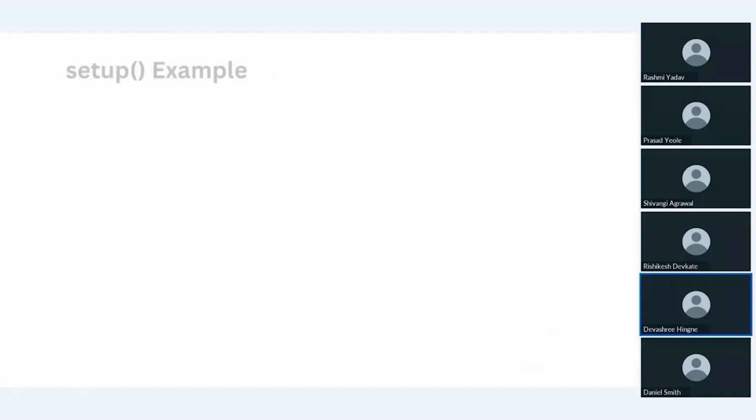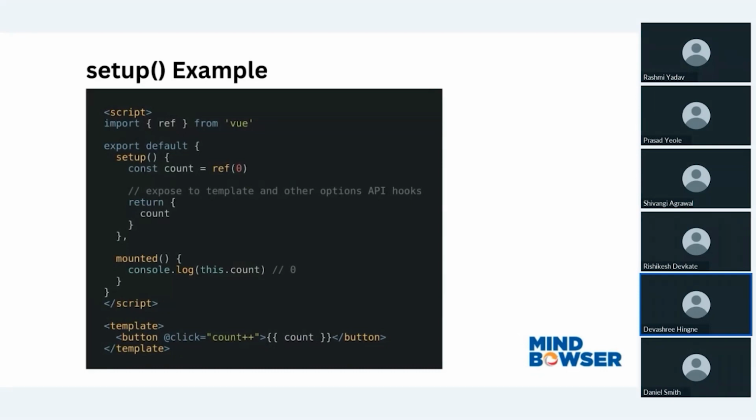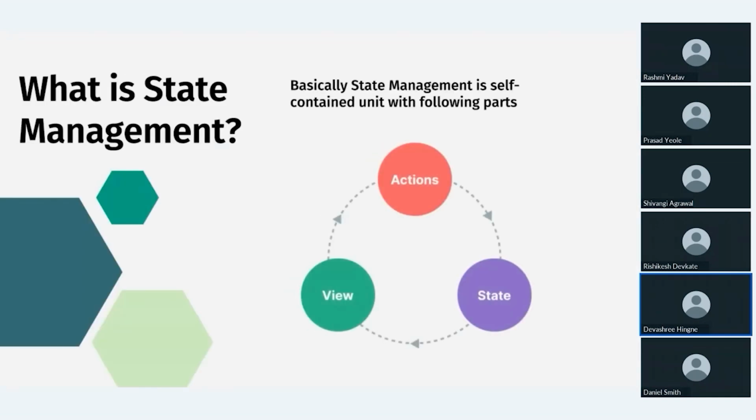In the next example, that is the setup example, when we saw the example of the composition API and options API, we saw that we used the setup keyword in the script tag. So here we are using the setup method. What is the difference? If we want to expose the particular reactive state to the template, then we need to use the setup method. Here we can see that we are creating a reactive state, returning it from the setup method, and directly using it in the template. One thing you must have observed is that we are not using the .value property here. We are directly accessing the reactive state. That is the difference between using setup and directly calling the reactive state. In the next slide, we will see what state management is.